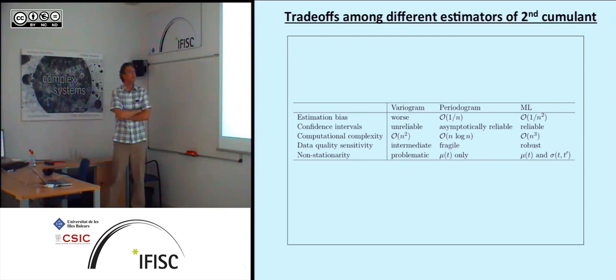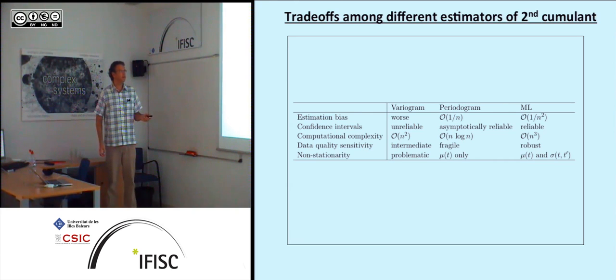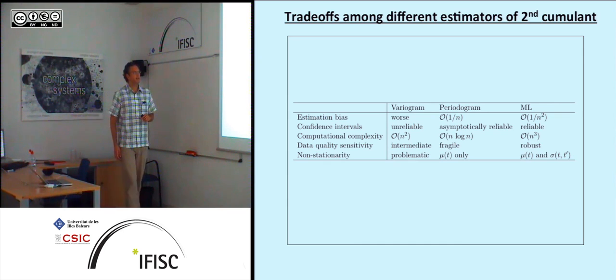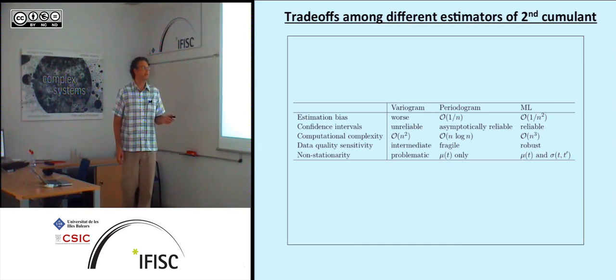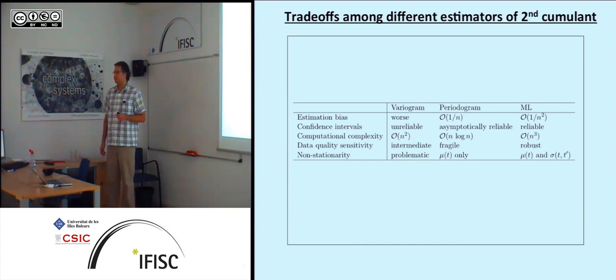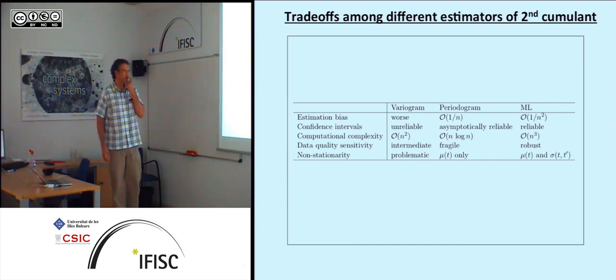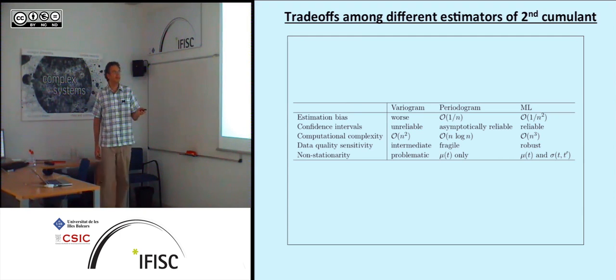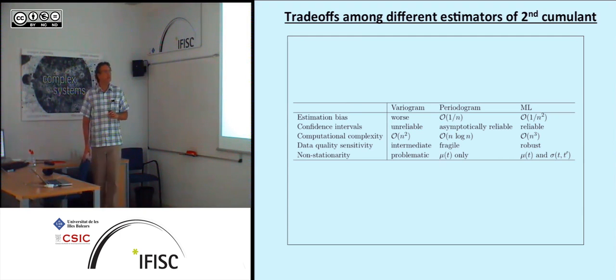These methods have strong trade-offs among them in terms of their statistical behavior. The variogram is fairly robust and fairly easy to implement, but it gives biased estimates and its confidence intervals are unreliable. The periodogram is very efficient, but it's very fragile. If your data get ugly, it breaks down very quickly. This was actually the first thing we tried with the gazelle data. It didn't work at all.